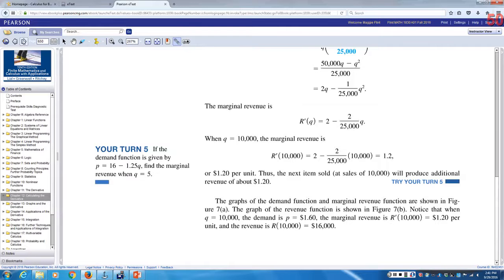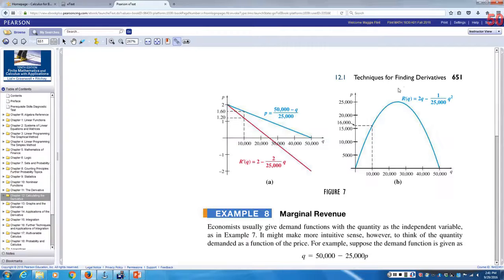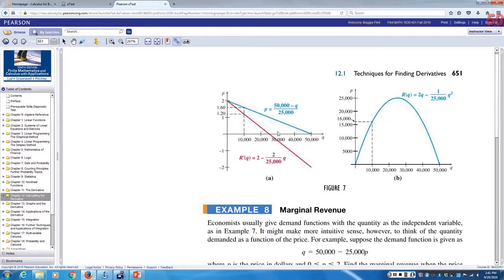So let me show you the other figures since we don't really want to take the time to graph it. So this is an illustration of that. This is her actual demand function, and as you expect, as the price increases, or as the number that are produced increases, eventually demand is going to go to zero. And your revenue equation is 2 minus 2 over 25,000 Q. And notice that it's always decreasing.